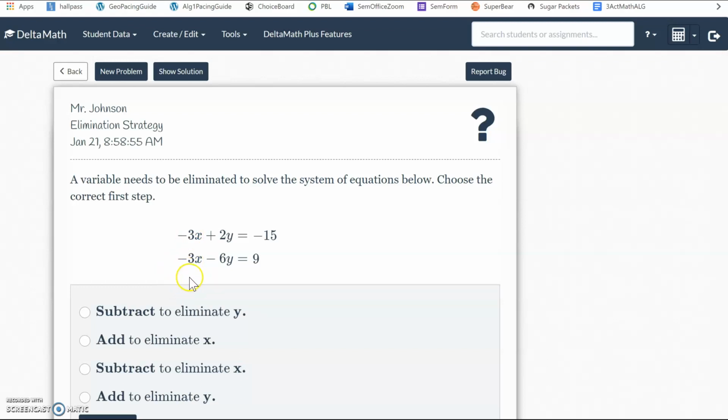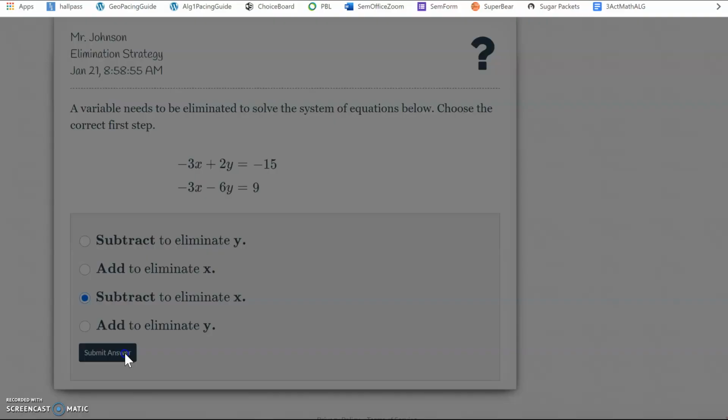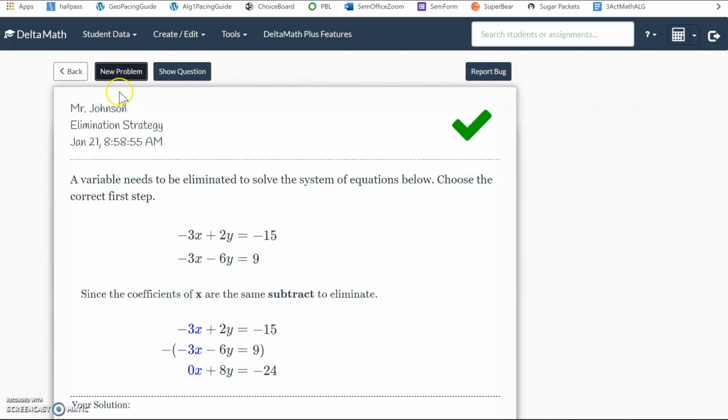So if I was to subtract, I would be eliminating the x's. I'm not subtracting to eliminate the y's, and I'm not adding. I'm subtracting to eliminate the x's. So this is the answer I'm looking for. Let's try another one.